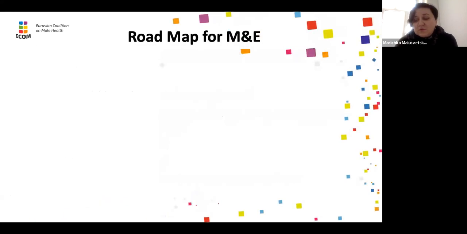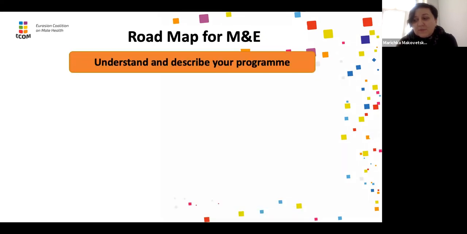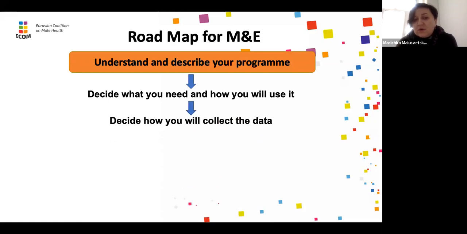Then I would propose a small exercise that you may also do on a daily or routine basis for yourself. When you create a new project and you're thinking about a monitoring and evaluation system for it, you may start by trying to describe your program. What do you want to achieve, what is the goal of your program? Decide what you need and how you will use it. And then you decide which data you want to collect to prove that you did the activities, how you want to collect this data, and then how you will interpret and use it.